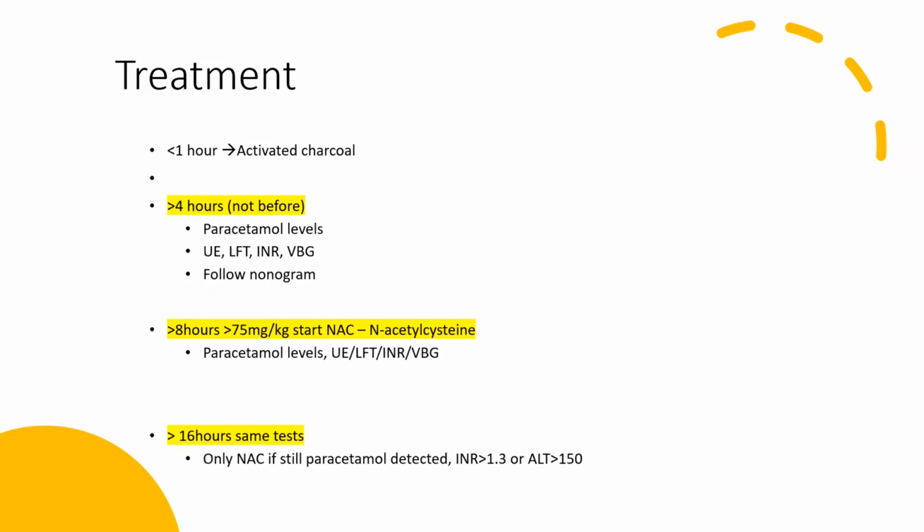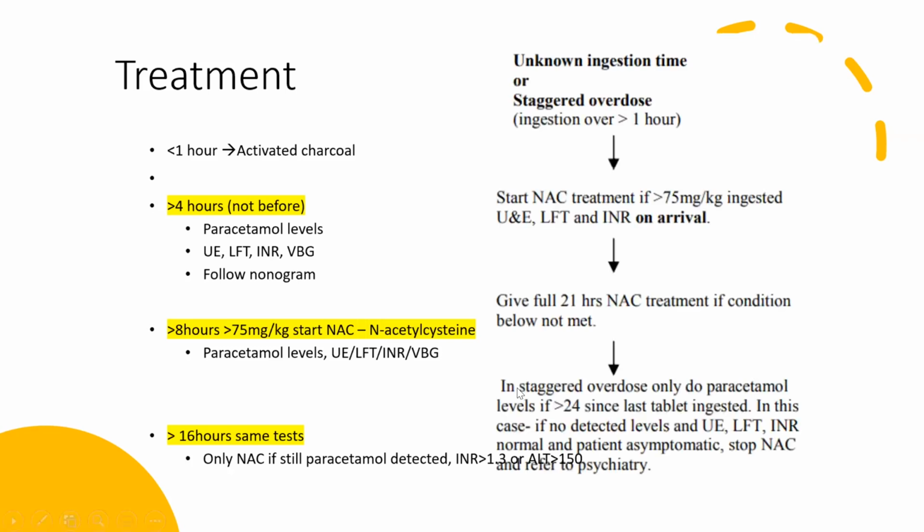If it's over 18 hours, don't start NAC yet, and wait until you get the blood tests back. So you want to see what paracetamol levels are in the system. And then if it's a staggered overdose, it's a little bit more difficult. So I've put in the flow chart here, and you can have a proper look at it later, but it shows you the staggered overdose.